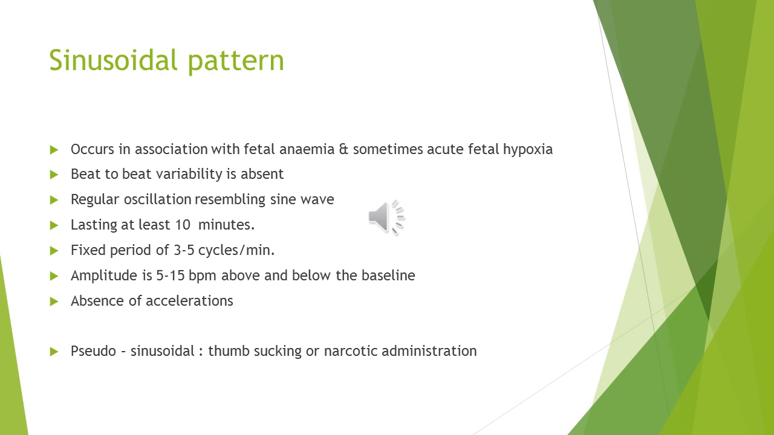The sinusoidal pattern which we saw before occurs usually with fetal anemia and sometimes acute hypoxia, in which the beat-to-beat variability is absent. As you saw before, you have regular oscillations like a sine wave. It lasts at least 10 minutes and has a fixed period of 3 to 5 cycles per minute, and the amplitude is usually between 5 to 15 beats per minute above or below the baseline. So it's fixed, there is no change in the character, and the most important feature is the absence of accelerations.